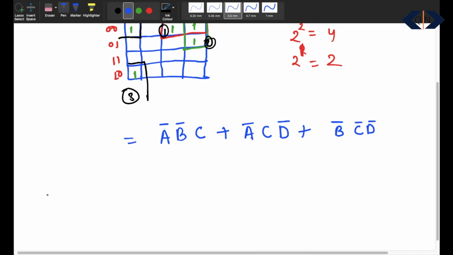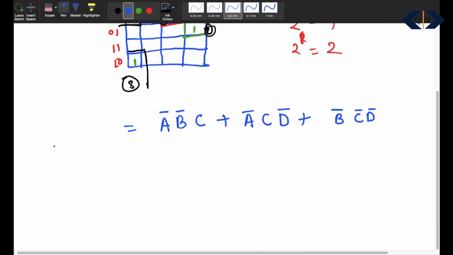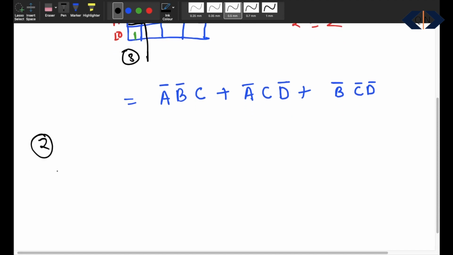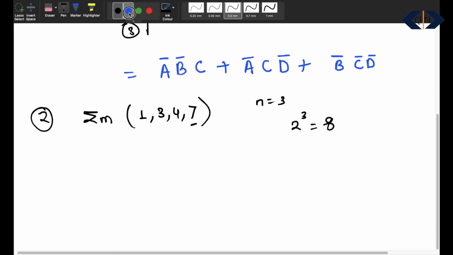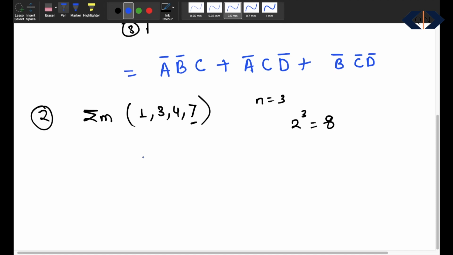Okay. Now let's look at the second question, which is again a min term question: 1, 3, 4 and 7. Here we can see that 7 is the max, and since it is 7, we can represent it by 3 bits. So n is equal to 3. How many squares do we need? We need 8 squares. So let's draw those 8 squares.